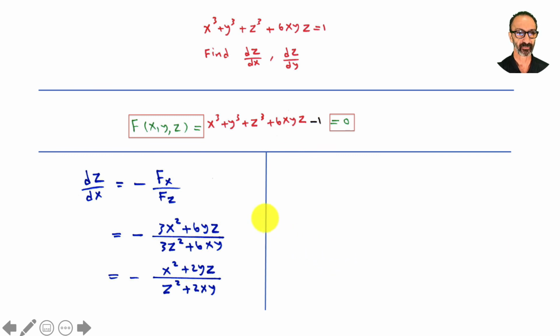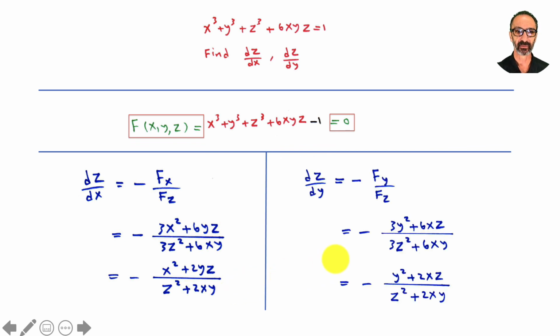Let's take a look. Derivative of this with respect to x will be 3x to the second, and this will be 0. This will be 0. Derivative of this with respect to x will be 6yz, as you could see. Same thing you could apply for z. This will be 0, 0, 3z to the second, and with respect to z, this will give you 6xy. 6's and 3's will simplify, divide by 3, as you could see.